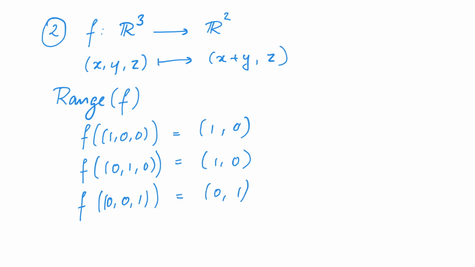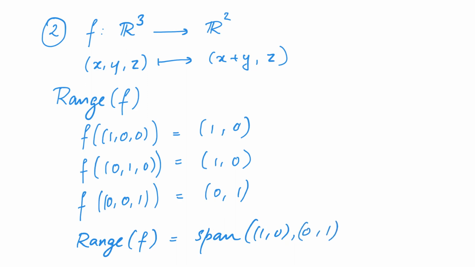Therefore, as range of f is a subspace, range of f is the span of these three vectors. In other words, range of f is the span of 1, 0 and 0, 1. But the span of these two vectors is equal to R2. Therefore, range of f is entire R2. In other words, f is surjective.